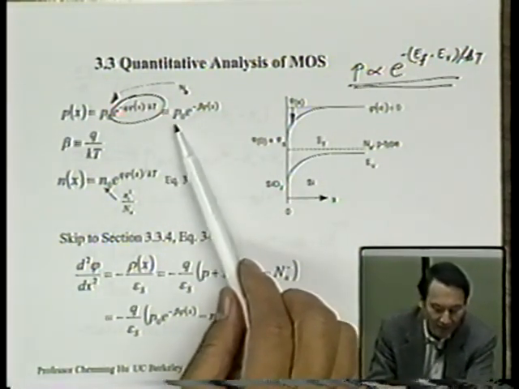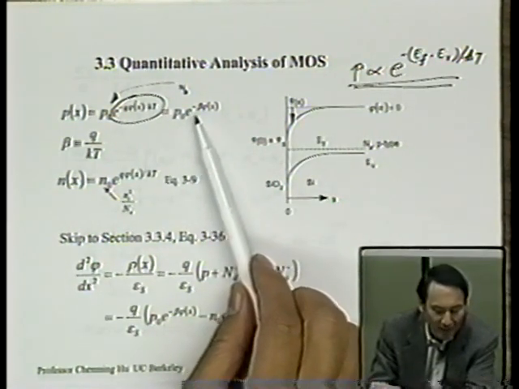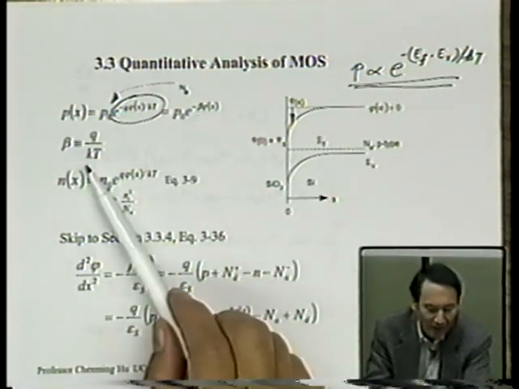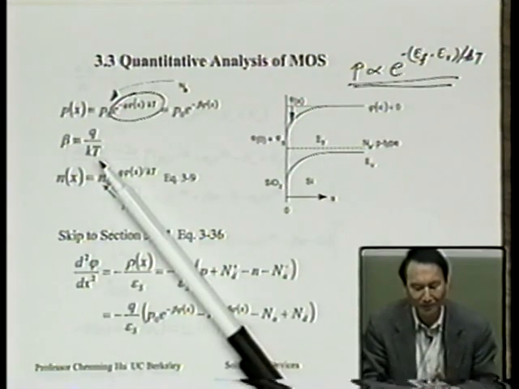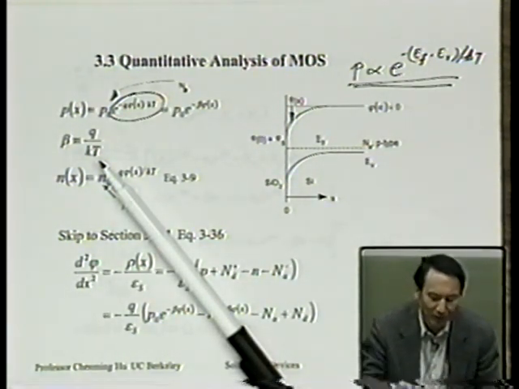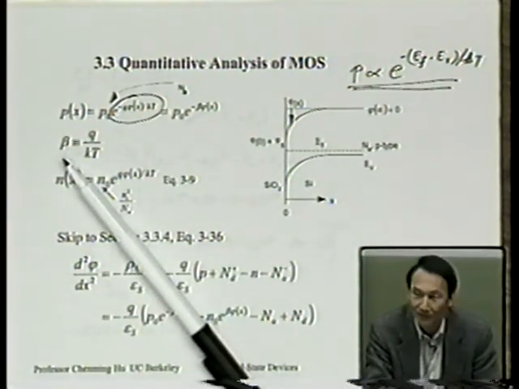All right. And to simplify this, we call this p naught exponential of minus beta phi(x), which is following the textbook convention. And beta is defined as q over kT. It's a trivial substitution just so that we don't have to carry this q over kT. Instead, we'll carry beta. Okay?